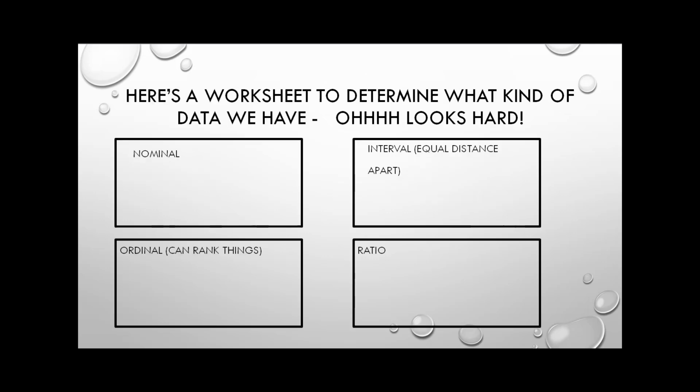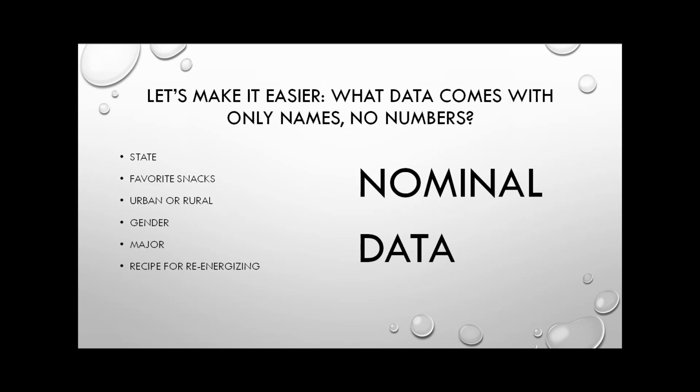First of all, here's a worksheet that we could use to determine what kind of data we have. And it looks kind of hard. We've got nominal data, ordinal data, interval data, and ratio data. So let's take a look at what kind of data we have from our survey and how we might categorize it. First of all, what data comes only from names and there are no numbers? That would be nominal data.